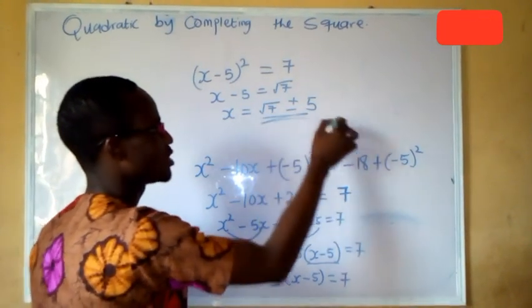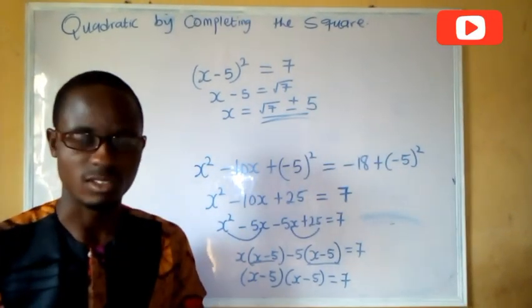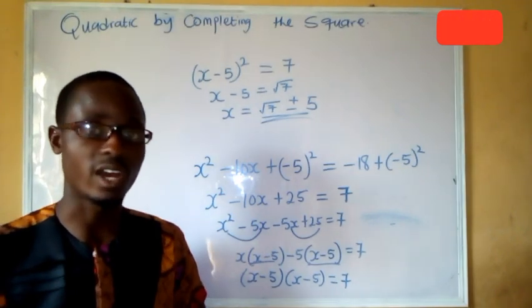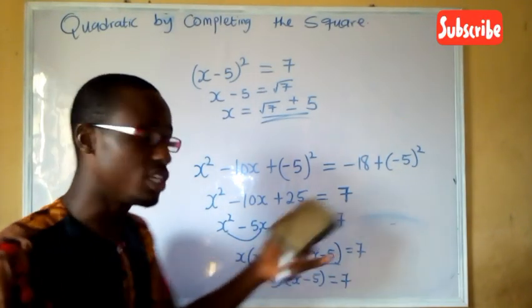So this is how completing the square works. There is no brainstorm or hidden rule about it.